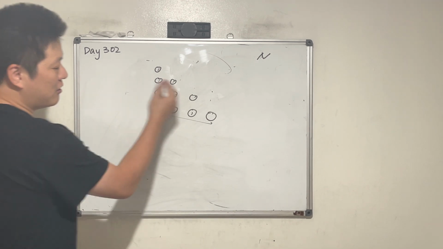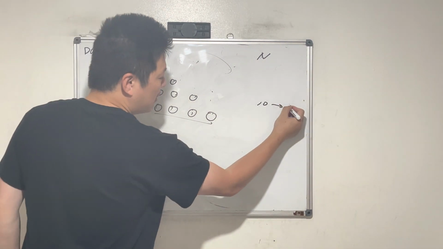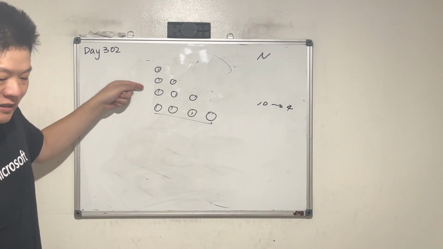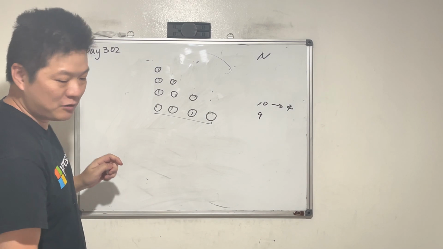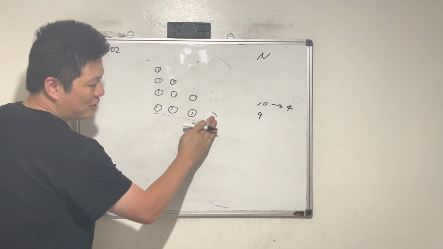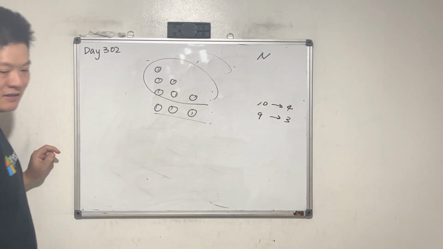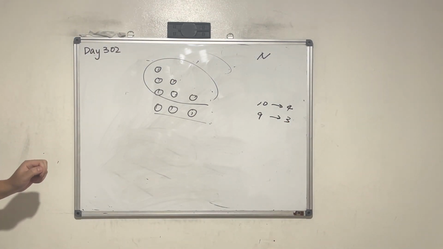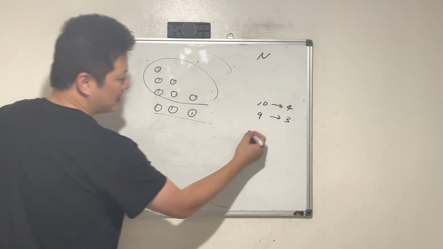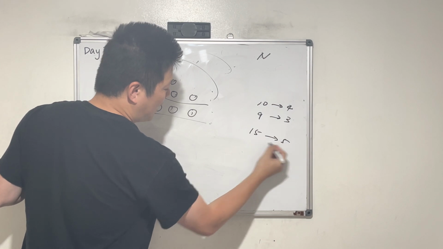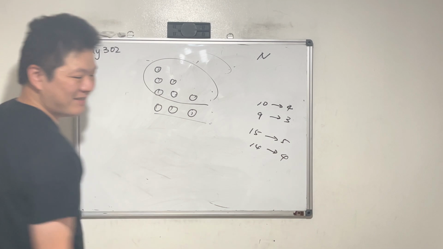So if there are 10 coins, you need to tell me we can build 4 stairs. But if I only have 9, you need to tell me I can only build 3 stairs. Got it? How about 15? How many stairs can we build? 5. And how about 14? 4. Well done, good job.